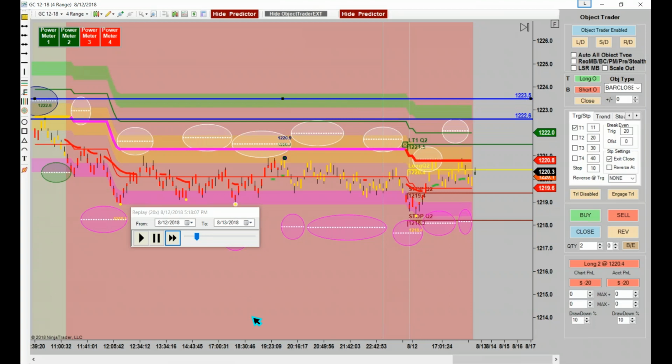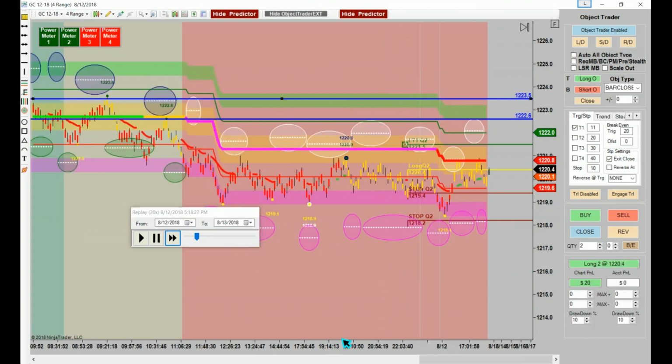There we go. Okay, so we're down 20 bucks. Now we're up 20 bucks. You know, that's pretty much the way I traded it yesterday, just for a quick couple of $100.